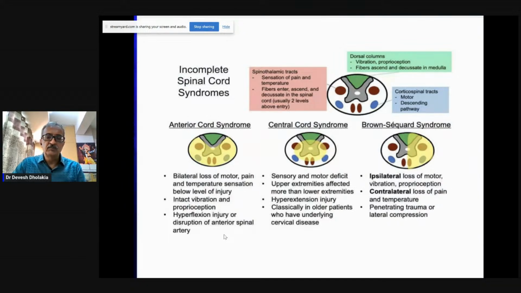The central cord syndrome, where the central cord is damaged, and the upper limbs are more involved as compared to the lower extremities. Brown-Séquard, where half of the spinal cord is damaged, so you lose motor power on the same side and pain and temperature on the opposite side. That is called Brown-Séquard syndrome, only when half of the spinal cord is damaged.